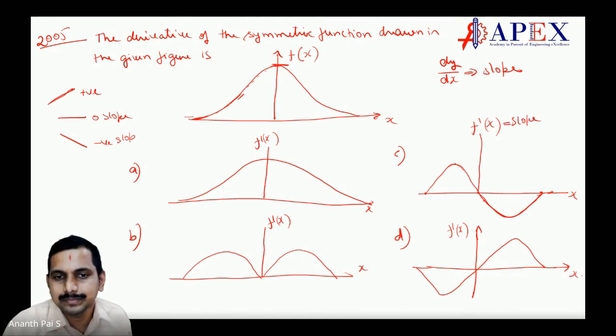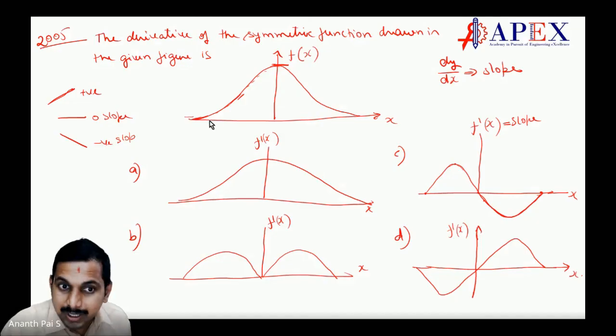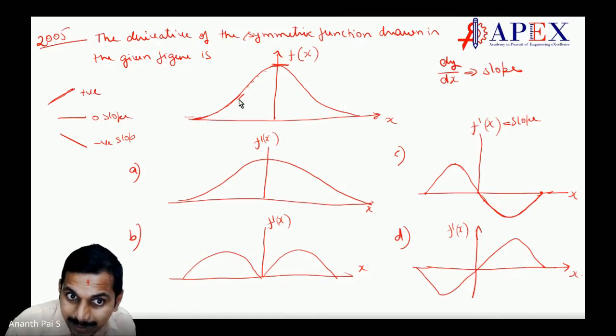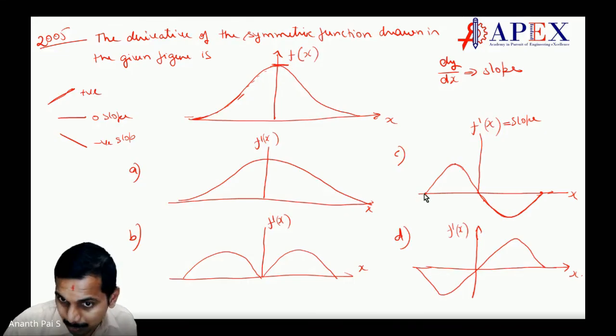Correct? Yes, sir. Makes sense. So it is 0, then goes to maximum. Slope is maximum. Correct? Yes, sir. Then slope goes to 0. Correct? Yes, sir. So slope goes to 0, then maximum, then goes to 0.